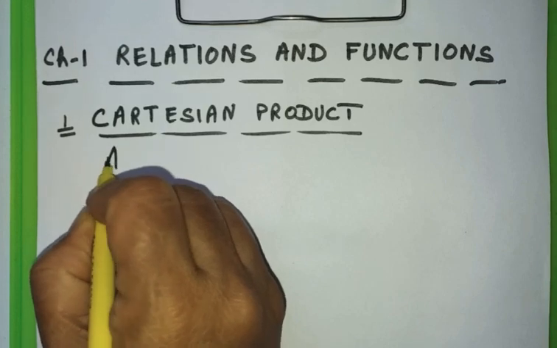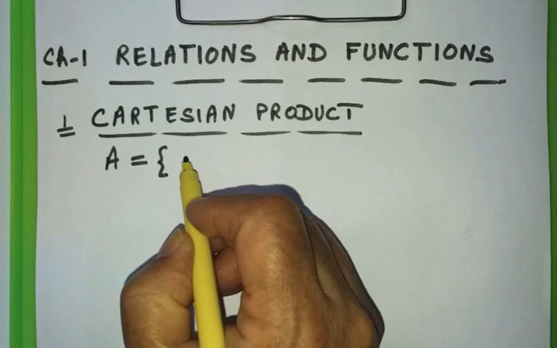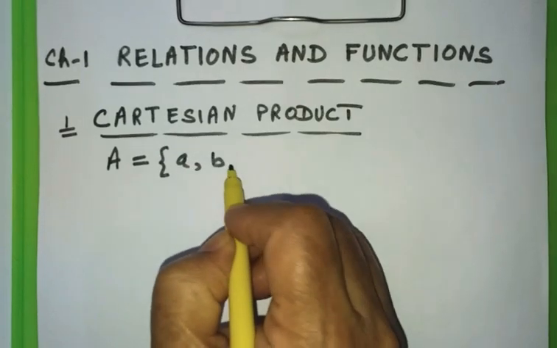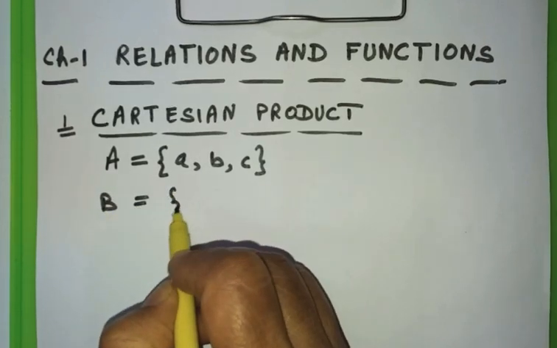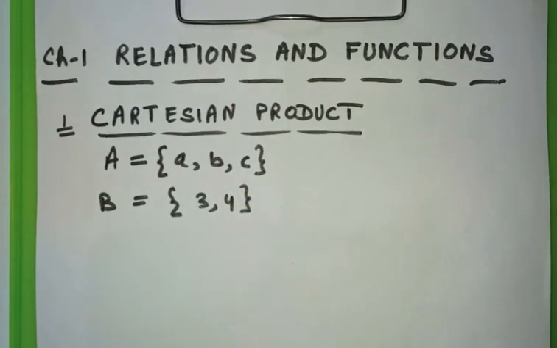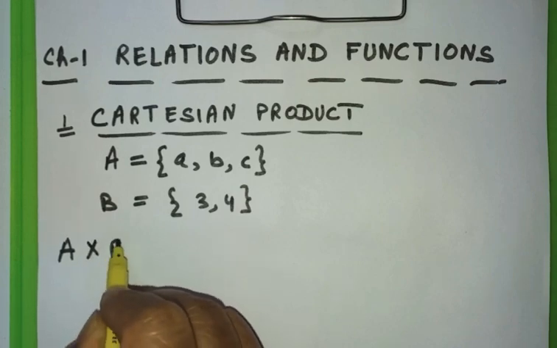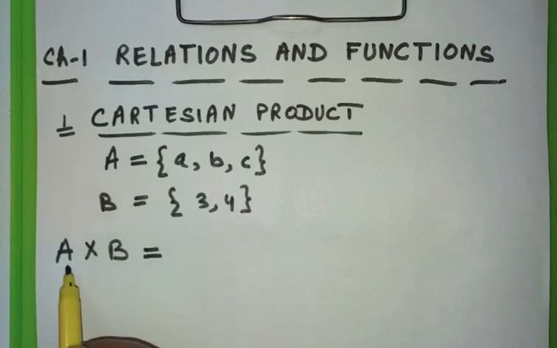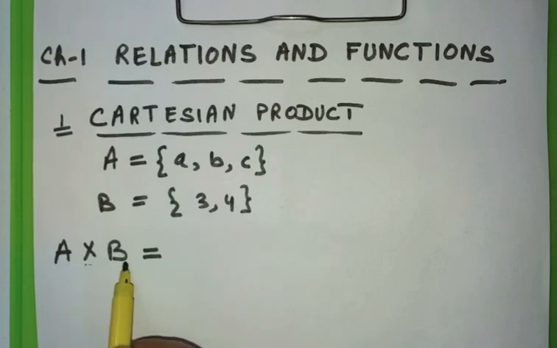Consider any two sets. You must be well aware of what a set means in terms of mathematics. So consider a set A containing the alphabets A, B, C, and another set B containing the numerals 3 and 4. If I want to write the Cartesian product of A and B, that is written as A cross B. This cross does not mean multiply, but it simply means that A cross B is the Cartesian product of A and B.